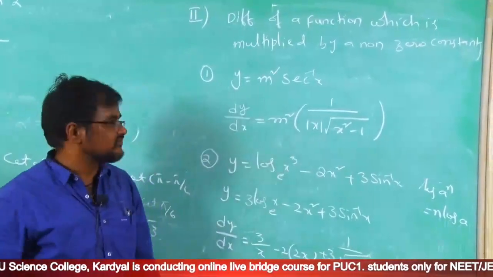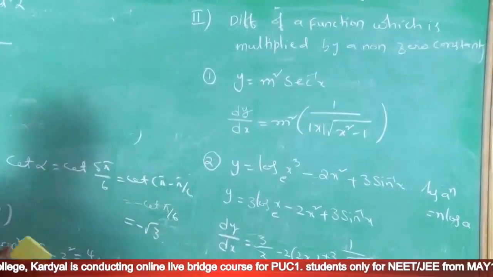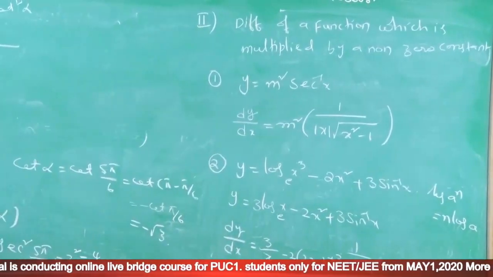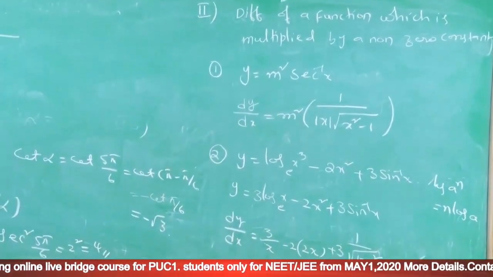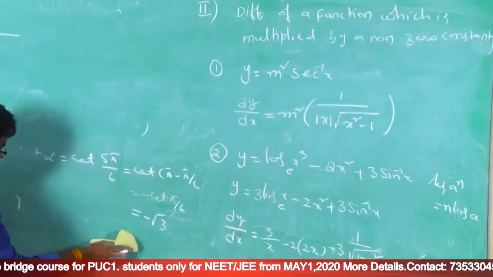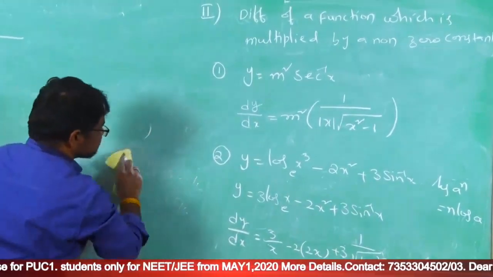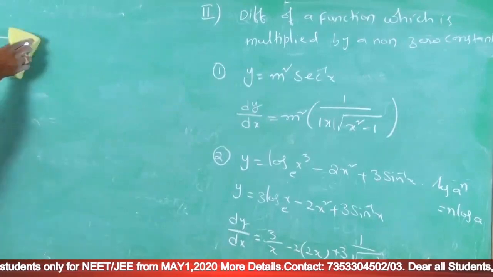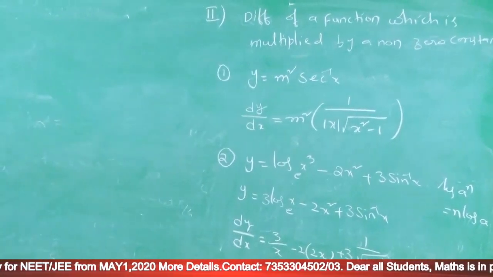These are some basic formulas based on this one. So next, and the third one is the product rule.